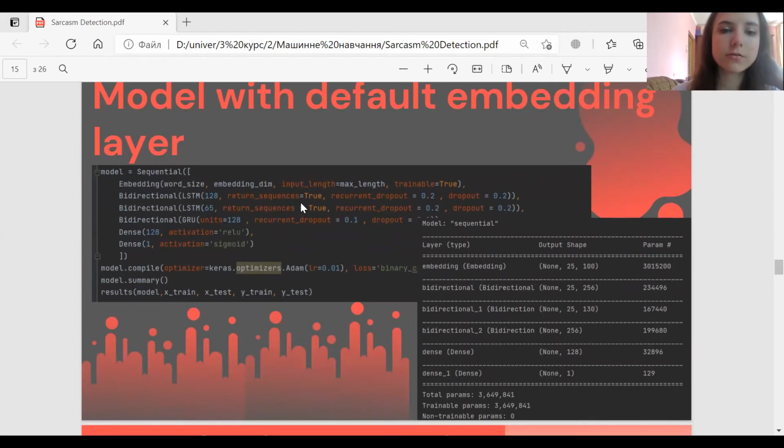This slice returns the last output. Then there is one GRU layer and two dense layers with the activation function sigmoid. For compiling the model, I chose the Adam algorithm because with the other one, the accuracy is lower than 50%.